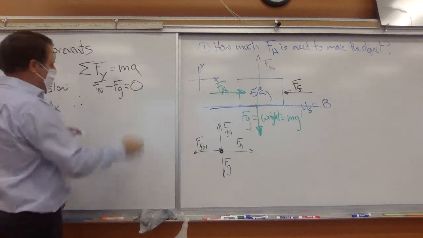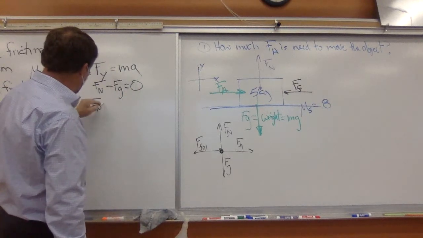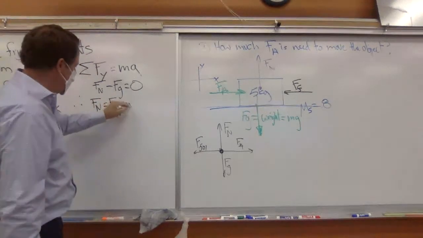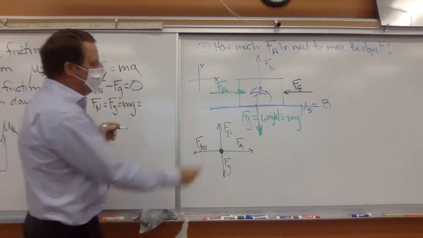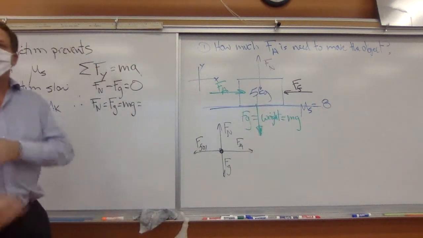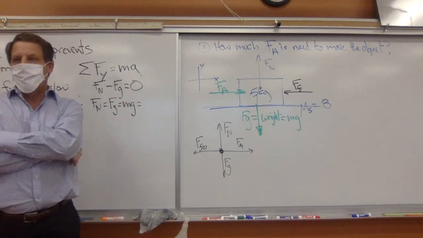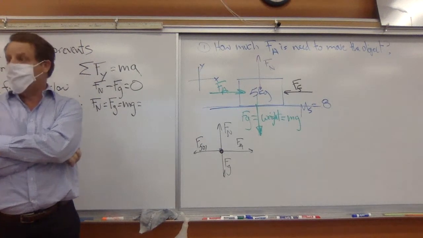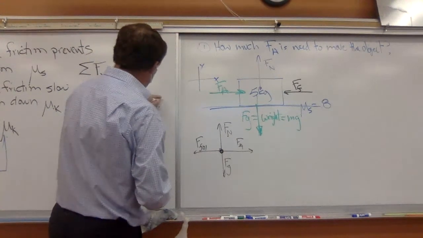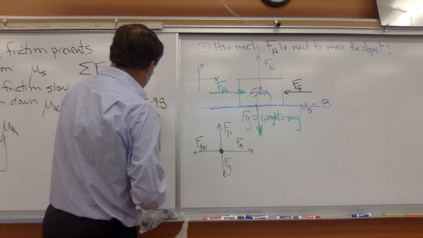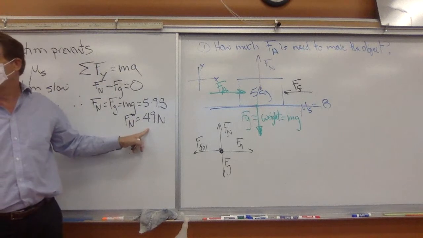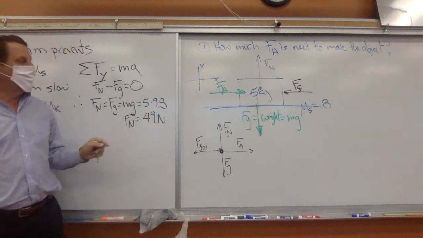Therefore, we're going to take this negative F_g and bring it to the other side. So the normal force is equal to the force of gravity, which in this case, mg, is going to equal 5 times 9.8. And 5 times 9.8 is going to give us 49. So our normal force is 49 newtons.